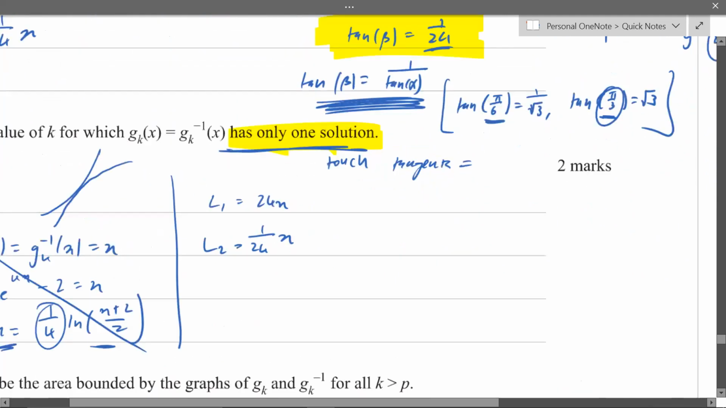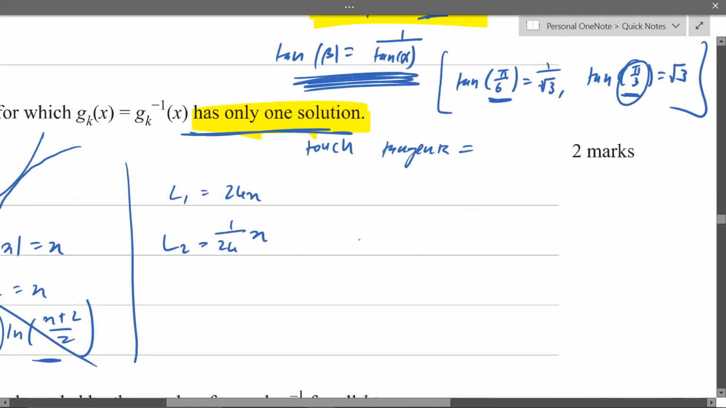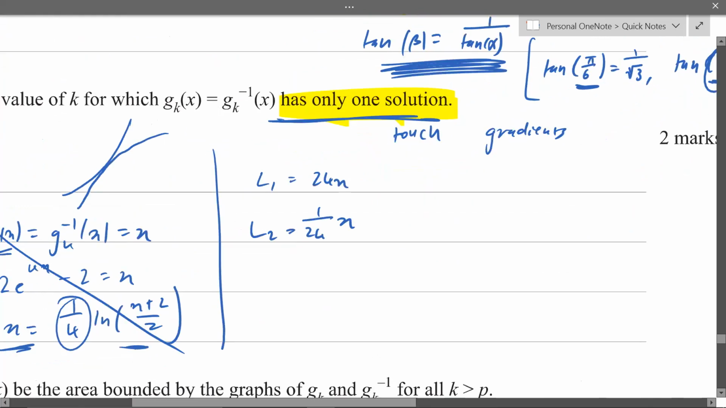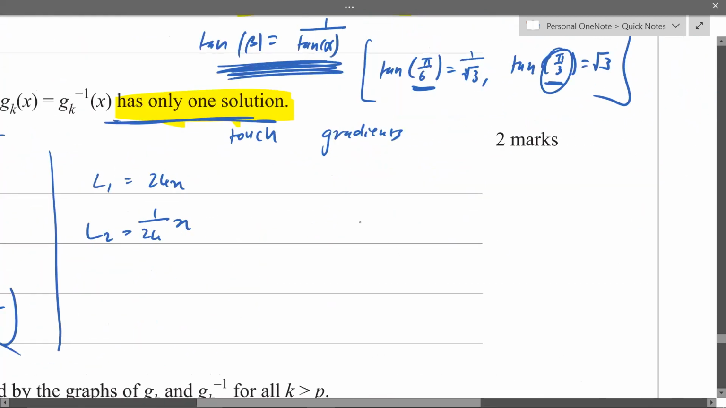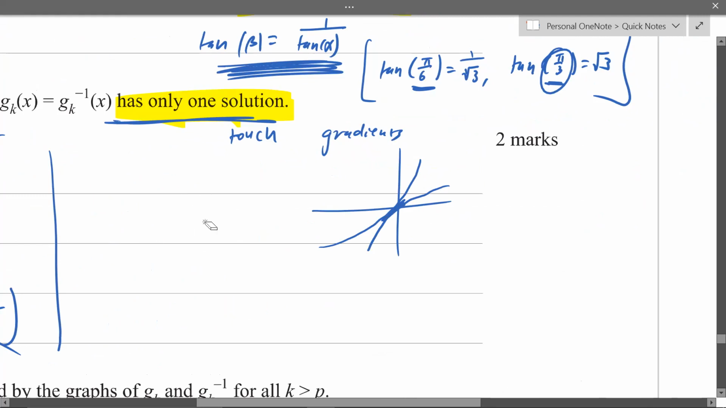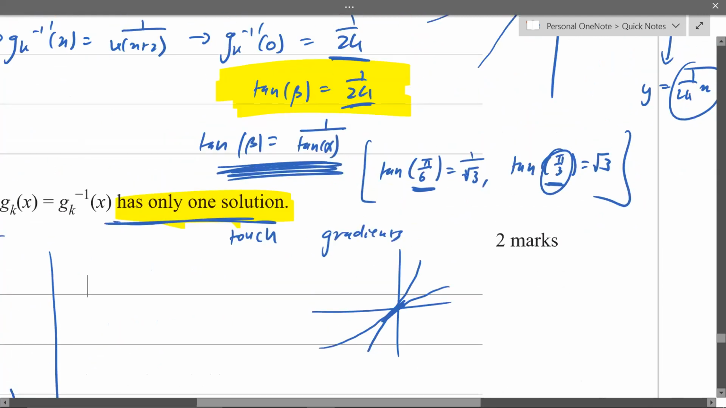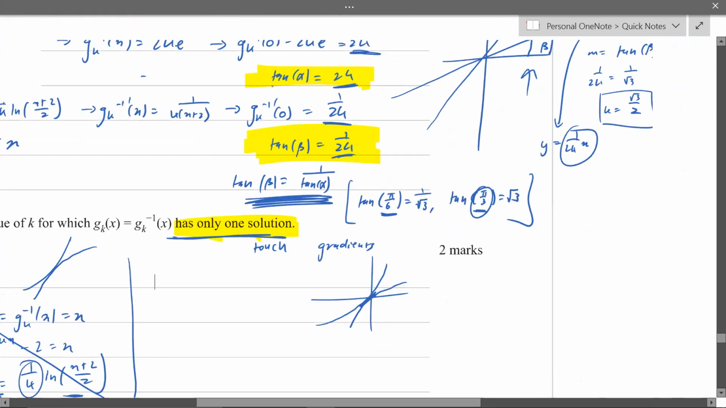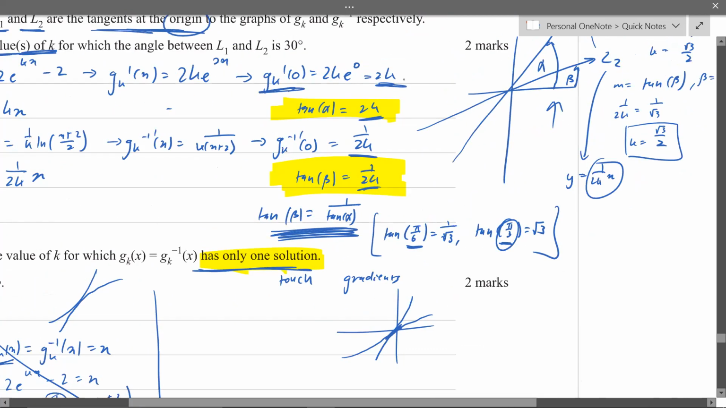So if the tangents are equal, you can just... Oh, so it's not the tangents, it's the gradients that are equal. So if it's like this, then the gradient at this point has to be equal. So, well, the tangents are this, but just based on what we know from the previous question, how we got the tangents. So g'(x) equals 2k equals 1 on 2k.